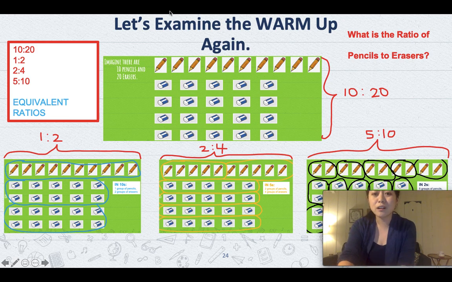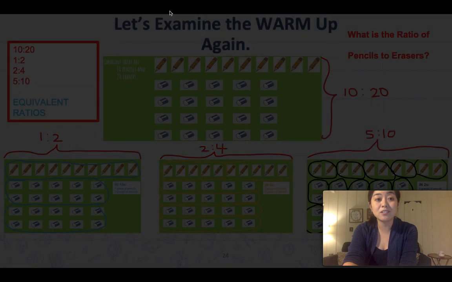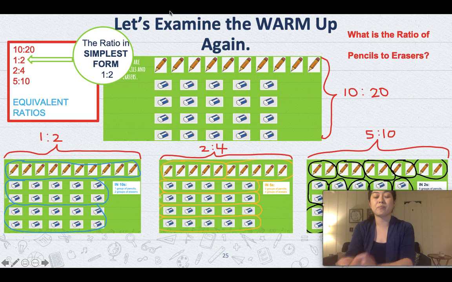Now, if those are all equivalent ratios, we have one that's called the simplest form. The ratio 1 to 2 is in simplest form because we cannot reduce that ratio. We cannot reduce the first term and second term by dividing by a common factor anymore. It is in the simplest form. Okay?